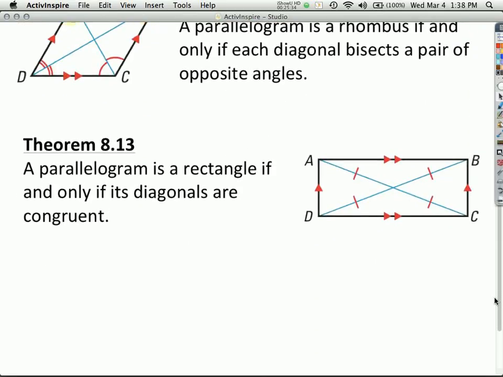And lastly, a parallelogram is a rectangle if the diagonals are congruent. So that's an additional detail that separates the rectangle from just an ordinary parallelogram.